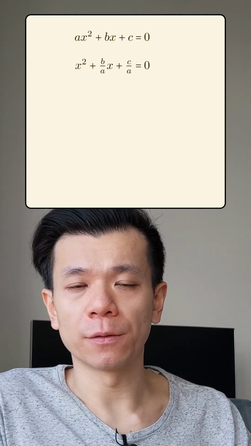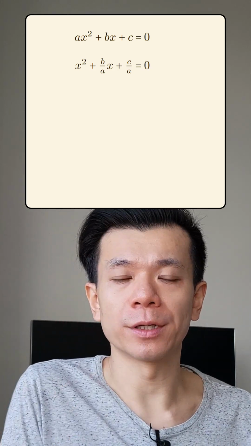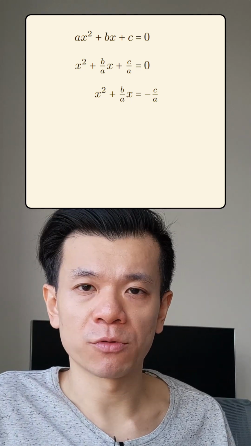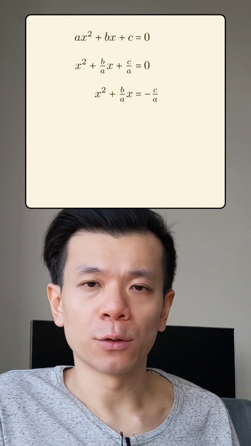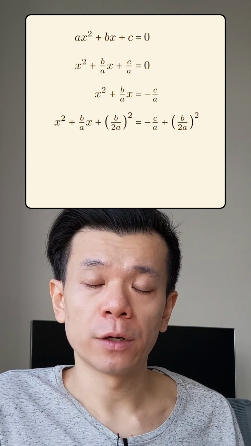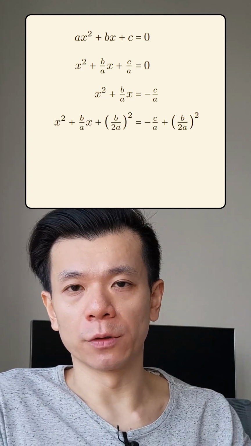So we start by dividing everything by a because we want the leading coefficient to be 1 in order to prepare for the completing the square process. Next, we move the c over a over to the other side by subtracting it. And now we have to decide what to add to both sides to complete the square. That will be the quantity of b over 2a squared. So adding that to both sides, we get that.